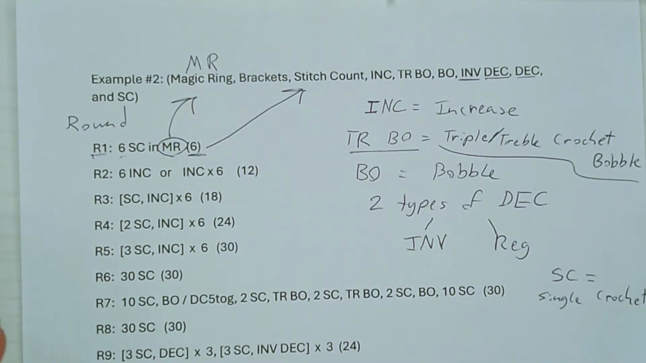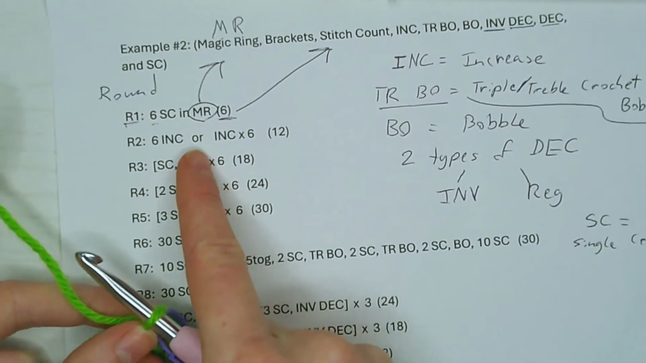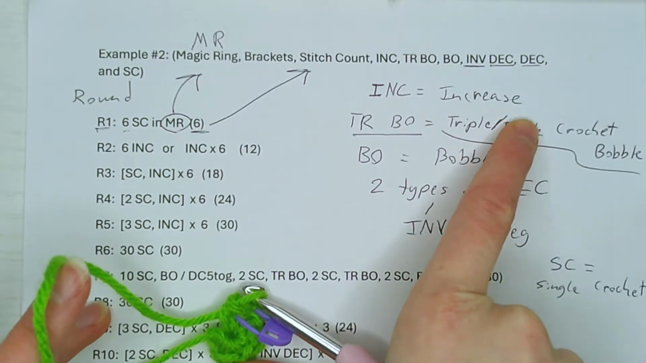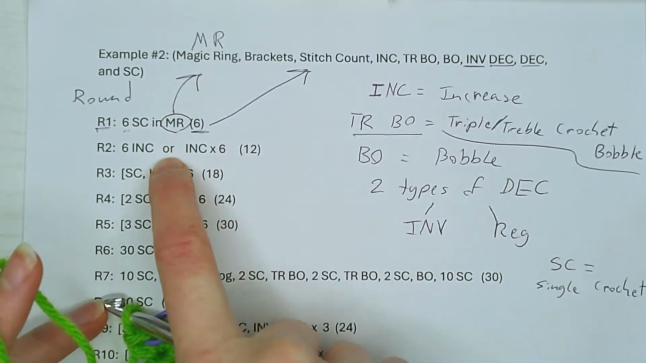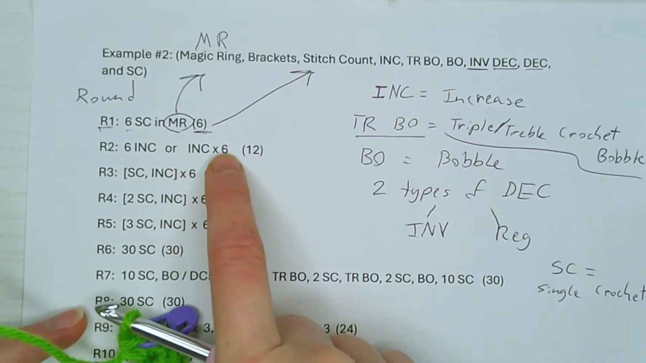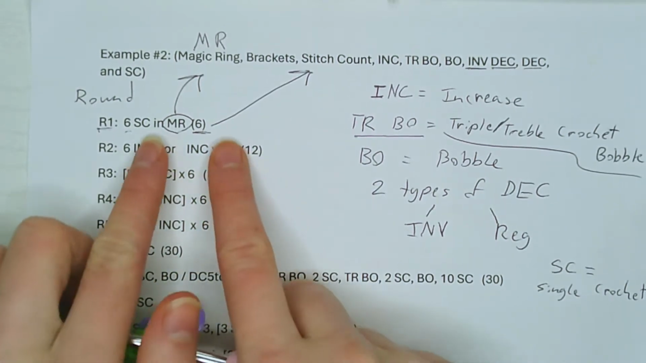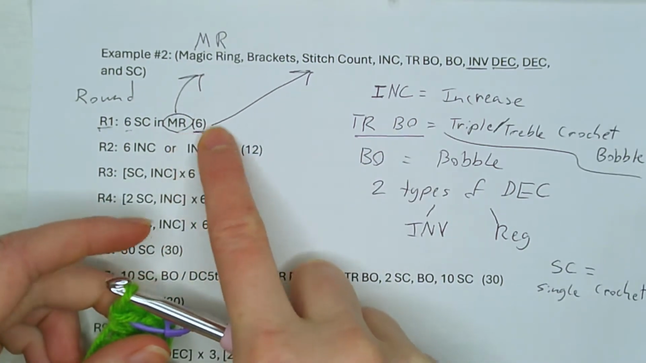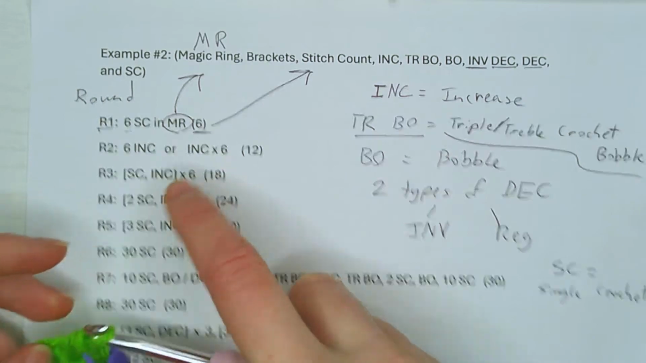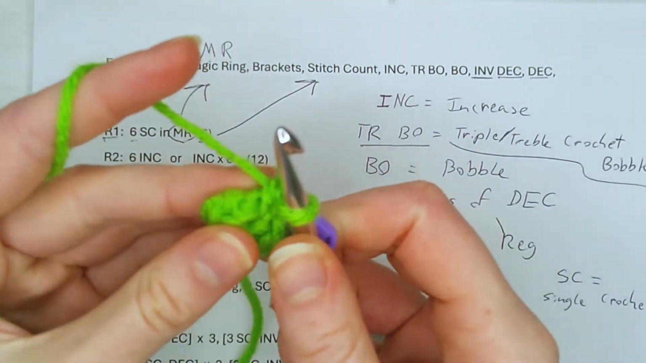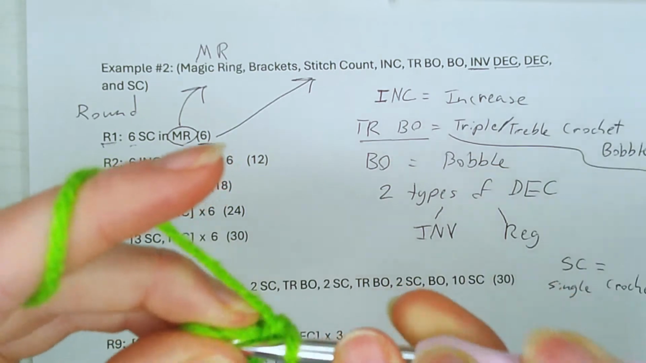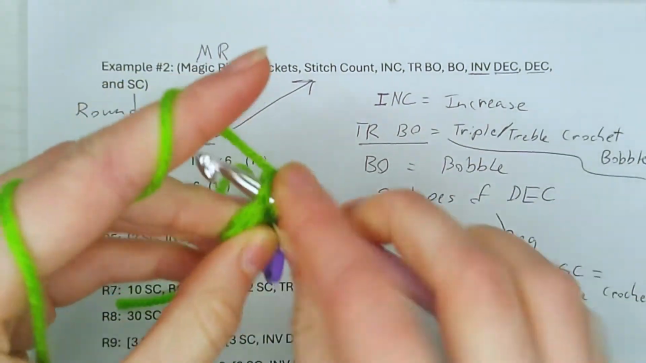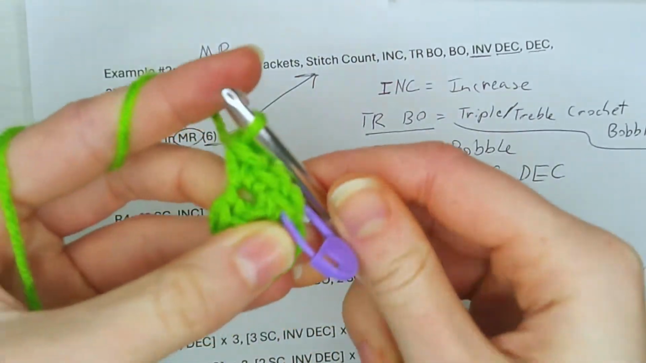So we're going to go to round 2, and it just says 6 INC. So we're going to go over here. INC stands for increase, or it could say INC times 6, which just means to do INC and increase 6 times. So since we had the last stitch count of 6, we're basically just doing 6 increases, or increasing all the way around. So we're going to literally just pop in 2 single crochets in each stitch. As you can see, I just did there.